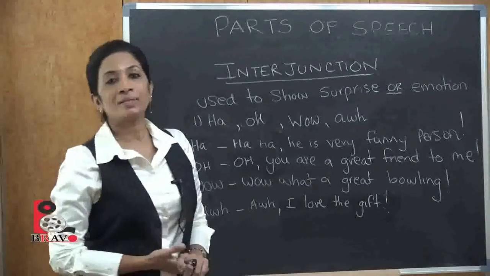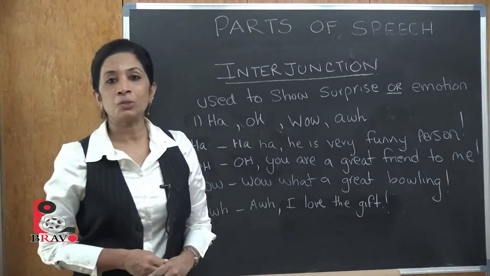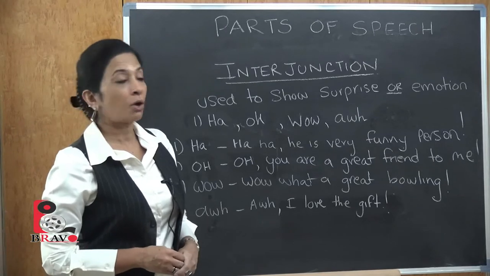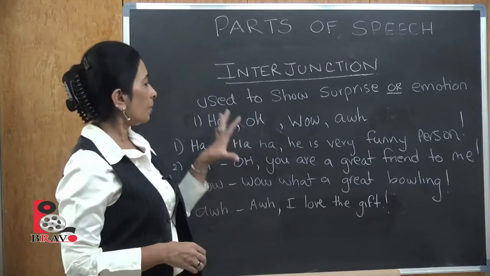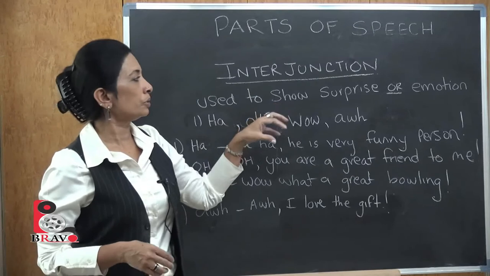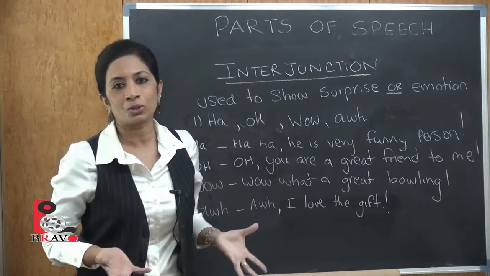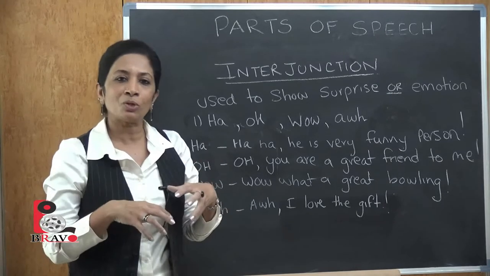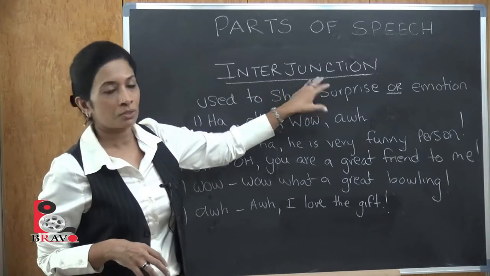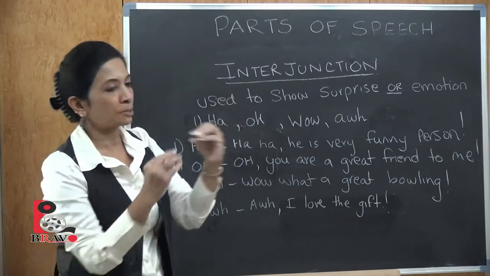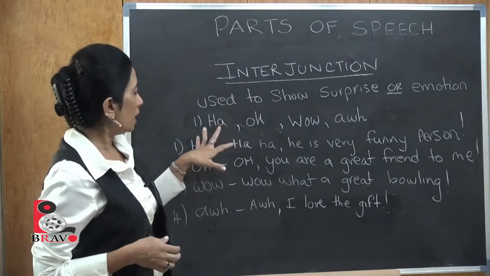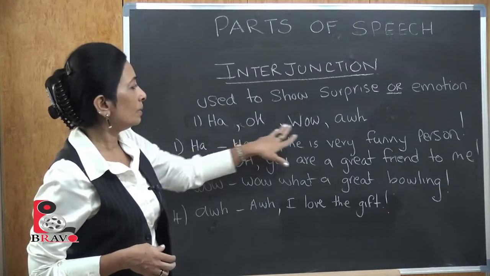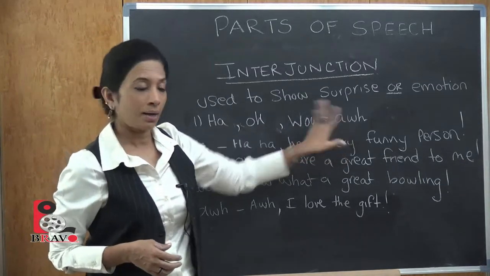Okay, now we have come to the final part of speech, which is the eighth one of the grammar, called interjection. Interjection is used to show a surprise or an emotion. So when you are expressing something surprising or something with emotion, it's called an interjection. The words are used to express your surprise or emotion. Some commonly used words are ha, oh, wow, ah, right?